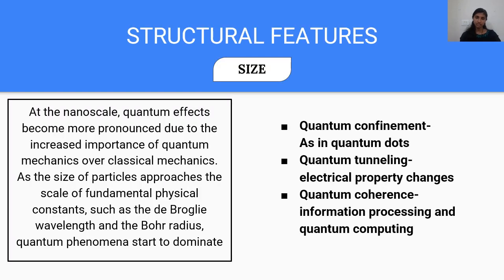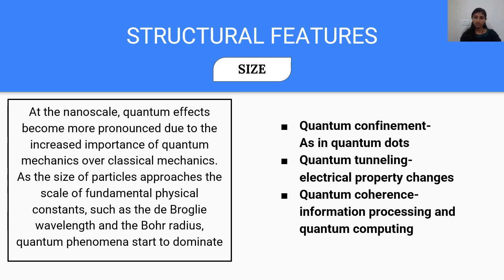To begin with, we will be talking about the size of the nanomaterial. At the nanoscale, the quantum effects become more pronounced due to the increased importance of quantum mechanics over classical mechanics. As the size of the particle approaches the scale of fundamental physical constants such as de Broglie wavelength and Bohr radius, quantum phenomena start to dominate.